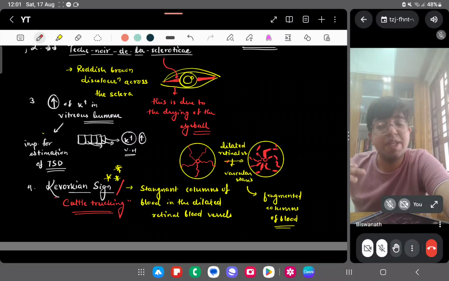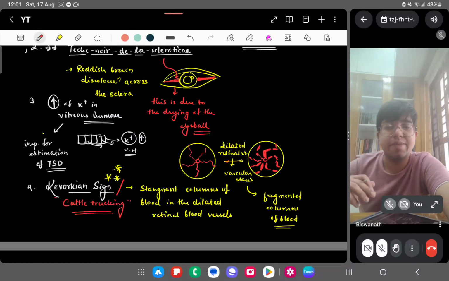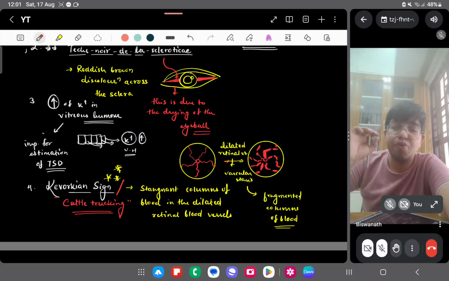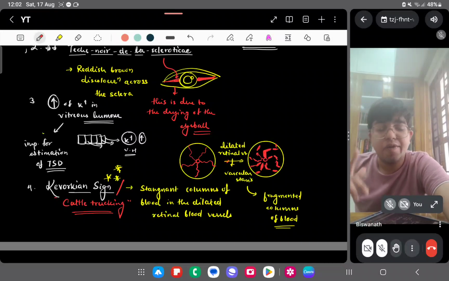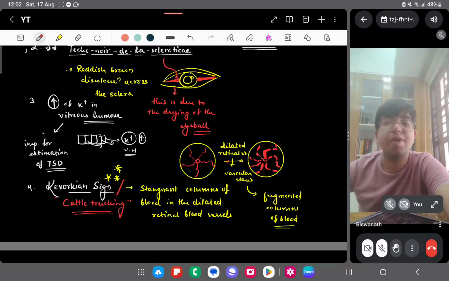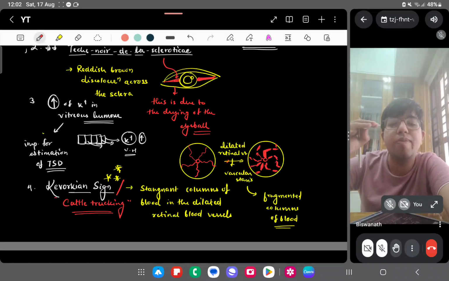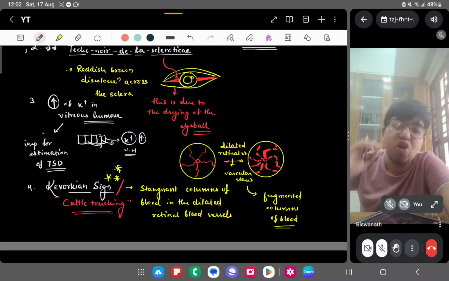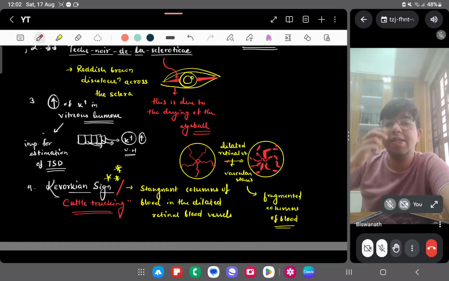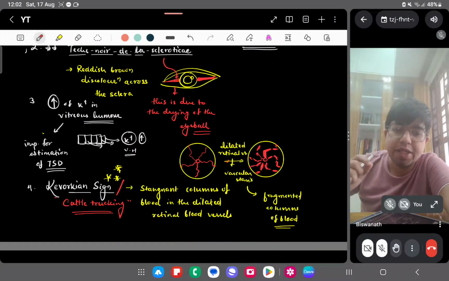Then we come to something called algor mortis, known as the post-mortem cooling of the body. We told that there is a loss of temperature of the body, and here in algor mortis there is a decrease in core body temperature. Means the rectal temperature. Core body temperature is rectal temperature.